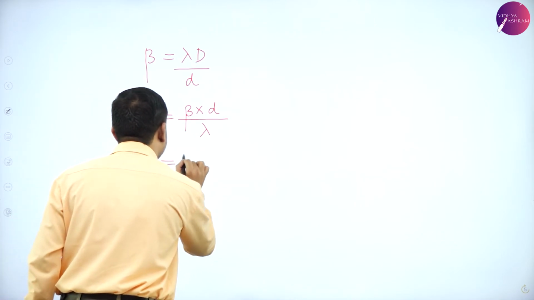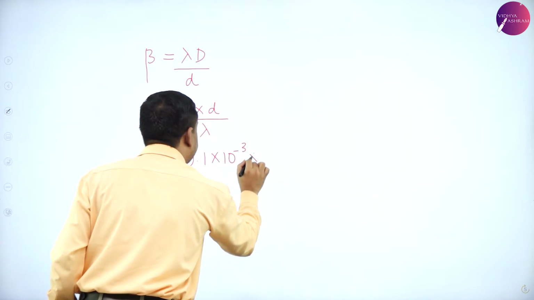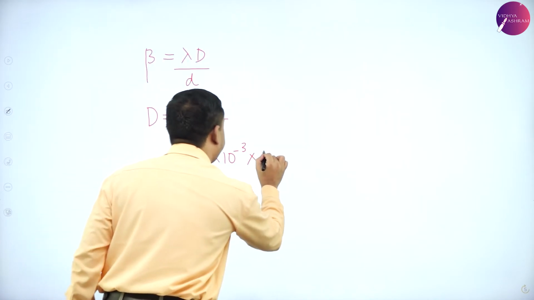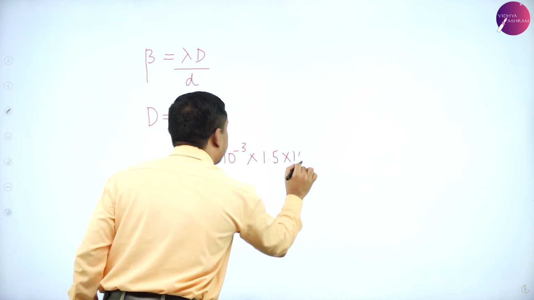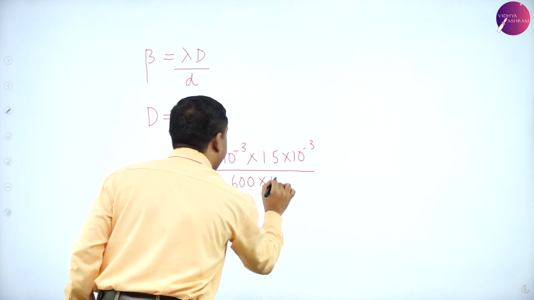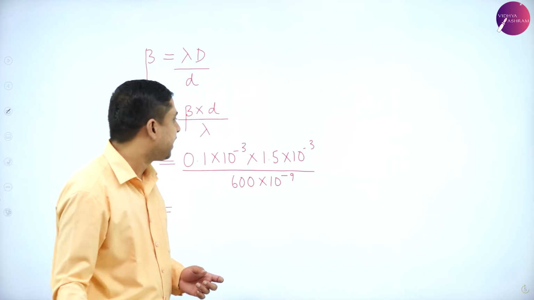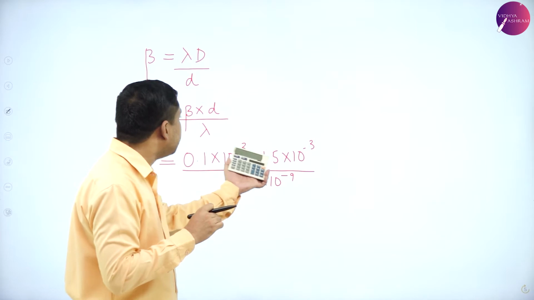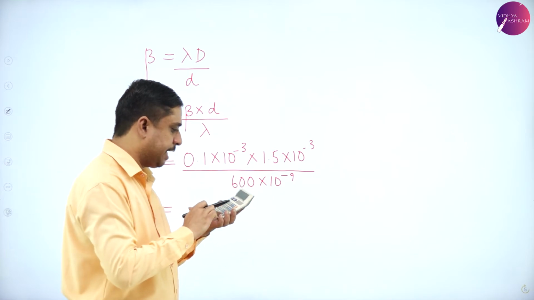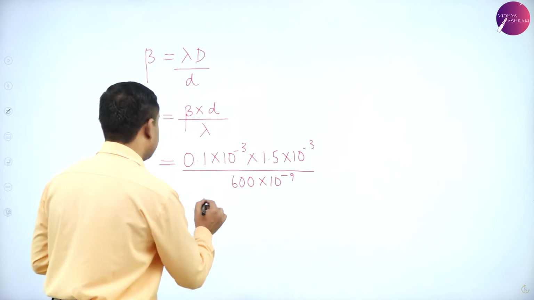Now on proper substitution, beta is 0.1 into 10 power minus 3, small d is 1.5 into 10 power minus 3, divided by 600 into 10 power minus 9. So on simplification, this is 0.1 into 1.5 divided by 600.